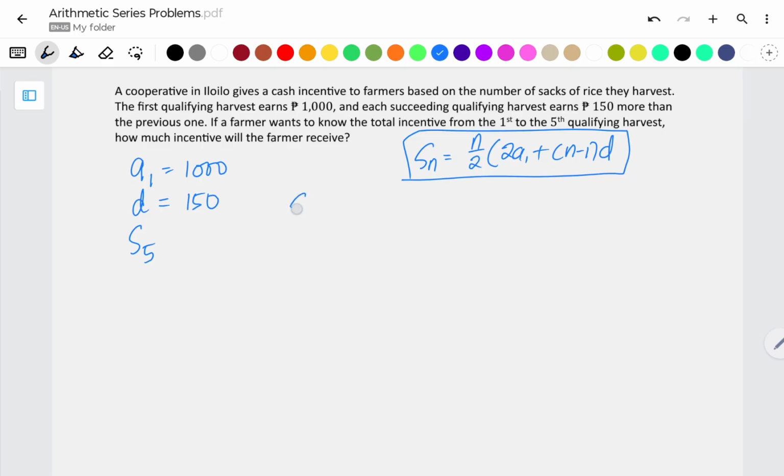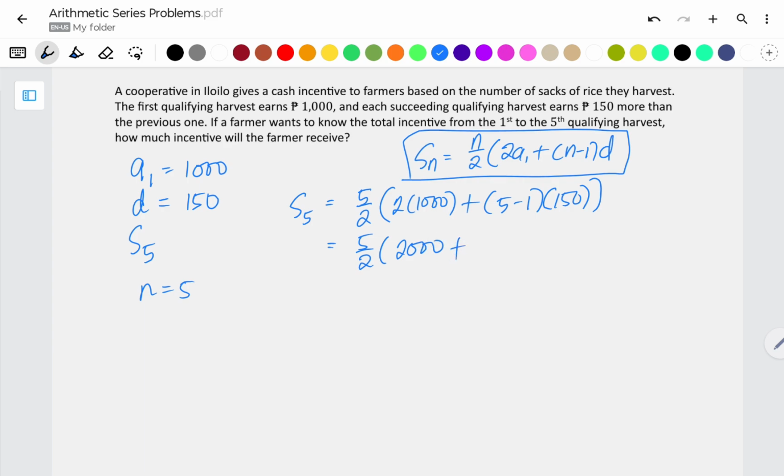Okay, so S sub 5, that will give you n. Our n here is 5, since that is S sub 5. So 5 over 2 times 2 times the first term, 1,000, plus n is 5 minus 1 times the common difference, which is 150. So 5 over 2 times 2 times 1,000 is 2,000, plus 5 minus 1 is 4 times 150, that's 600.